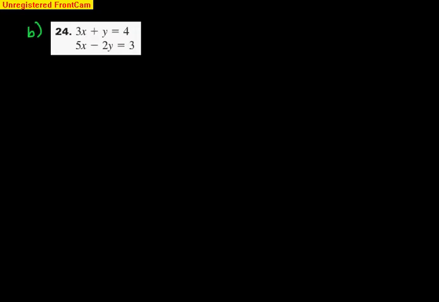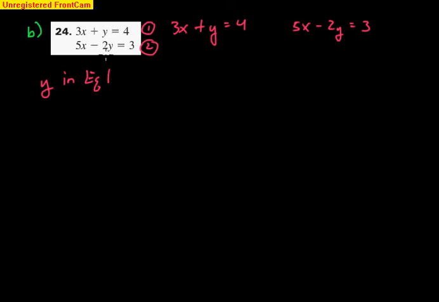Okay, our second problem here, 3x plus y equals 4, 5x minus 2y equals 3. I'm going to rewrite both equations over here. This is where splitting them apart is probably the best way to do these problems. So now the question is, which variable do I solve for? Do I solve for a variable in equation 1 or equation 2? We are going to solve for y in equation 1, because there is a 1 in front of that y, and it is the easiest one to solve for. So we are working with equation 1 first.